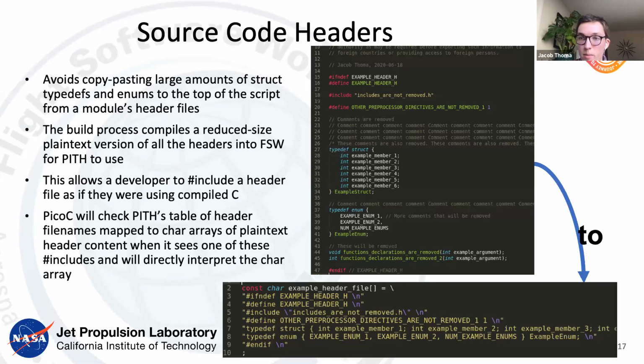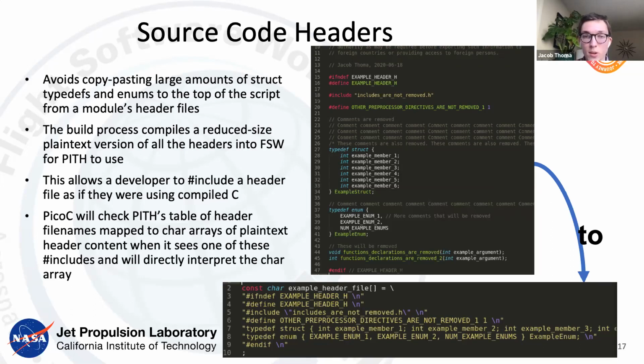Then a little bit more about the source code headers. This was something we ran into early: developers were having to copy-paste big chunks of type defs and enums from their header files into these scripts to really do anything useful with them.